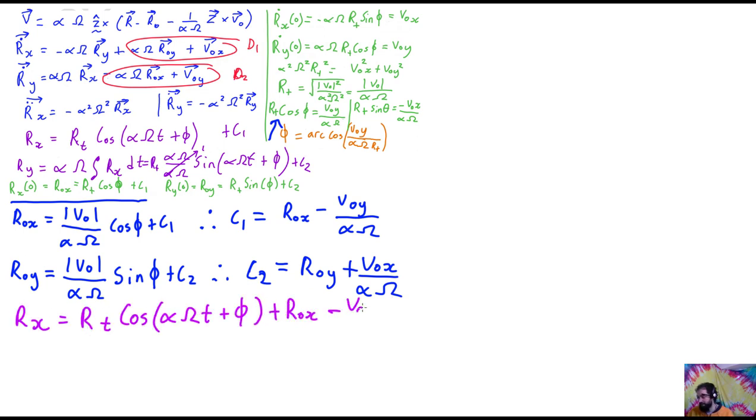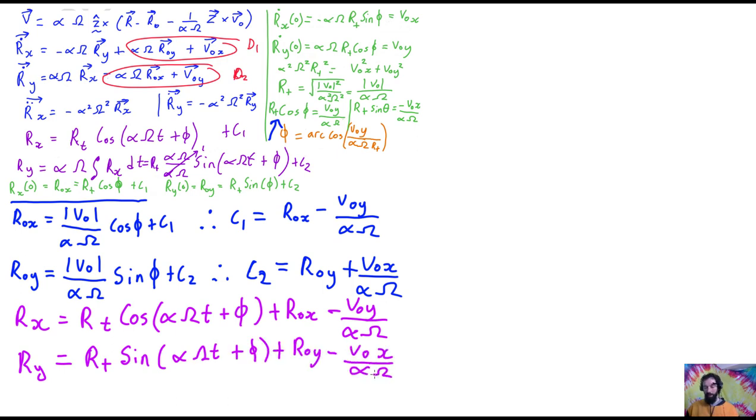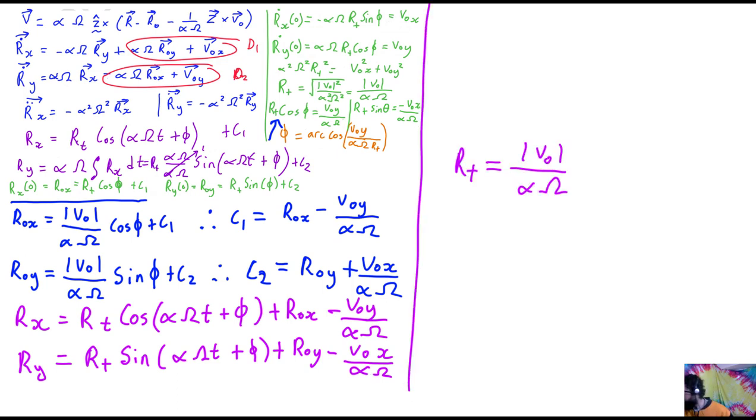So finally, we can write out our equations in full. Okay, and we've written up the full trajectory there. Now, just a few key things to note. RT, or the radius of the circle, is the magnitude of V0 over alpha omega, and if we wanted to, we could also find the center of the circle.